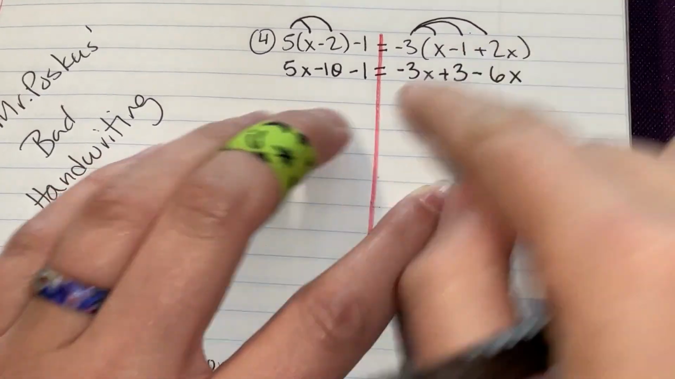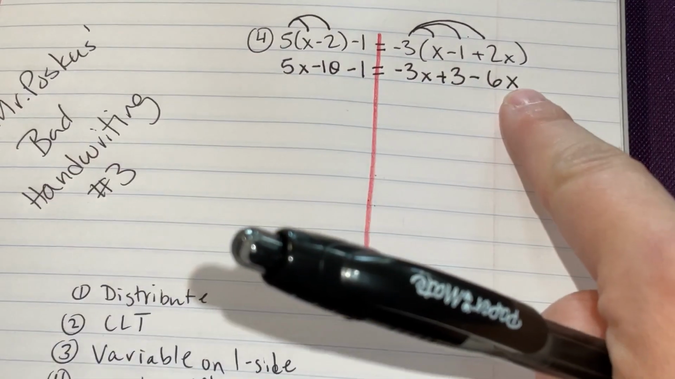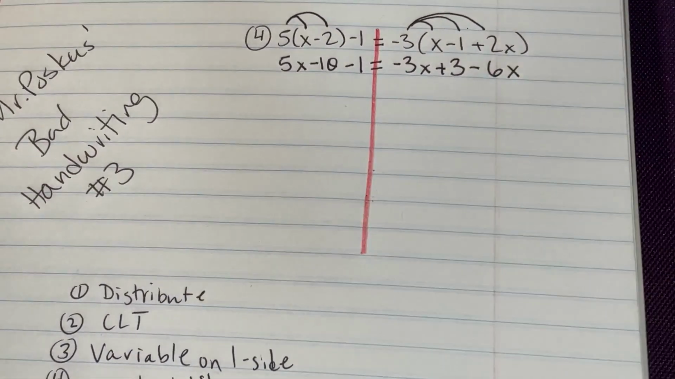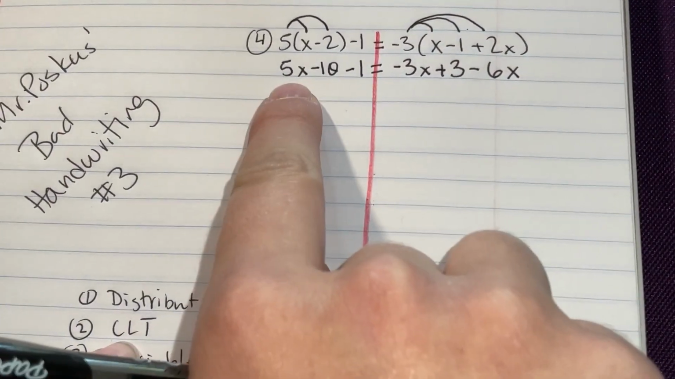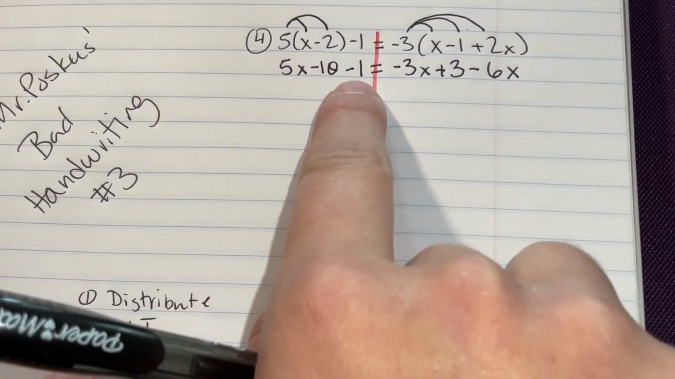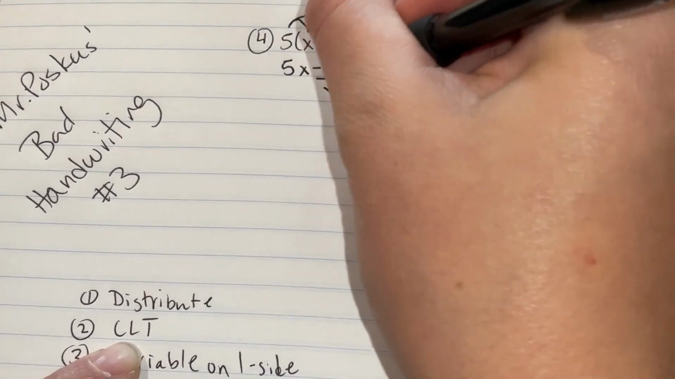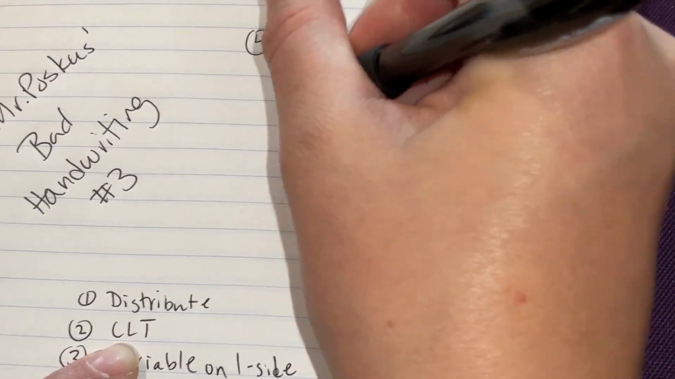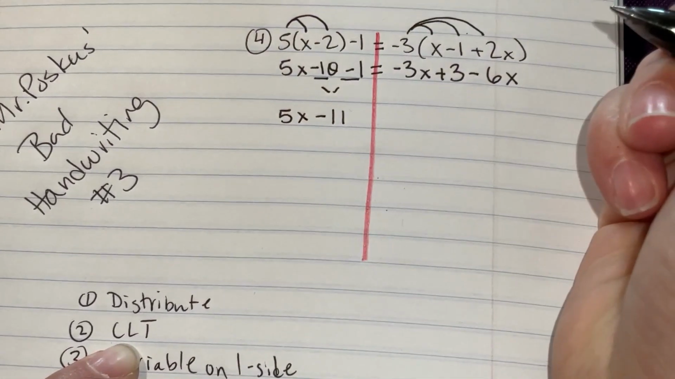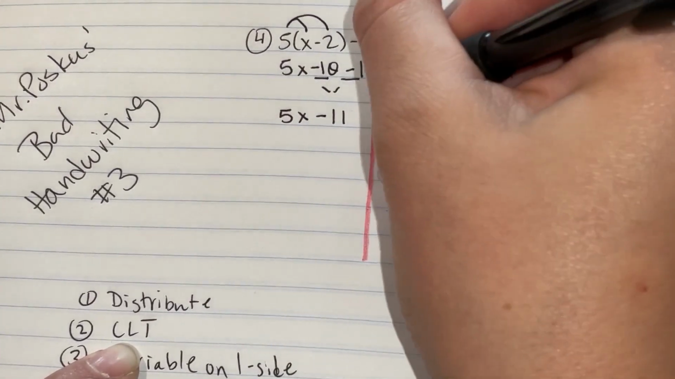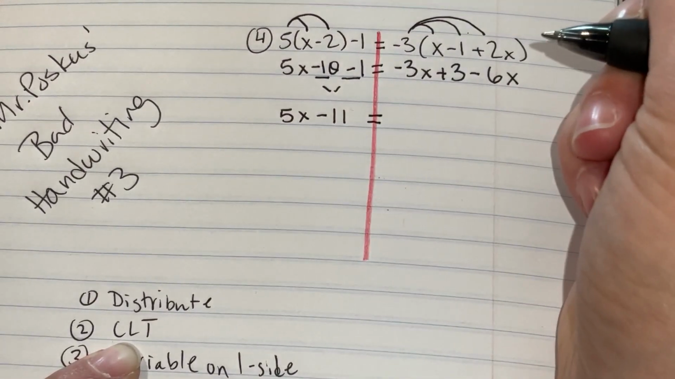Okay, lovely. So now we're looking at this line. Do we have any like terms to combine? We sure do. Let's look. So here we got 5 minus 10 minus 1. We got 2 constants on that same side. So I'm going to pull those guys together. This gives me 5x minus 11. Same side, same sign. Equal sign on that equal bar.